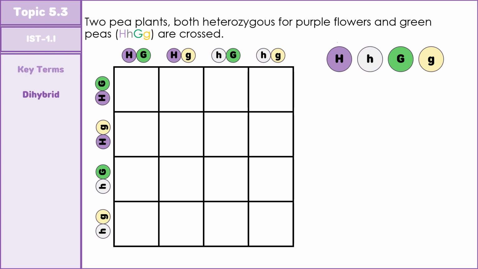In this case, we have two pea plants. They are heterozygous for purple flowers and green pea seeds.